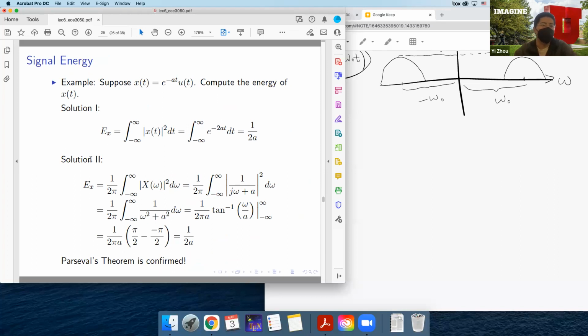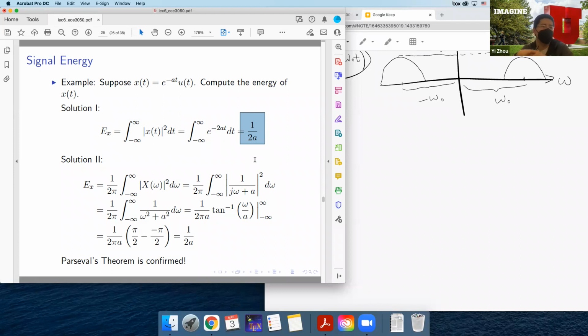And this example is just to confirm such a Parseval theorem. We want to compute the energy of such a simple causal signal. And following the definition of signal energy, we can do it directly. Just plug it into the signal energy. Calculating this integration, we end up with this result. So this approach is the time domain approach, directly integrating the signal energy in the time domain.